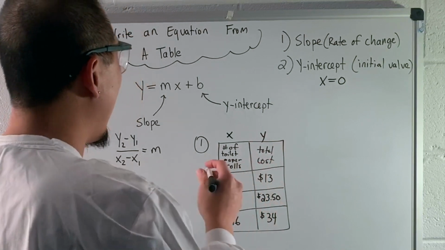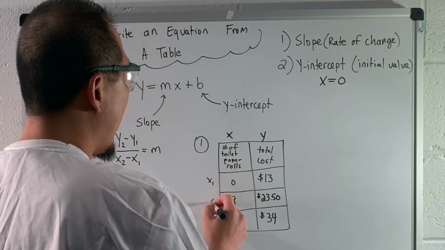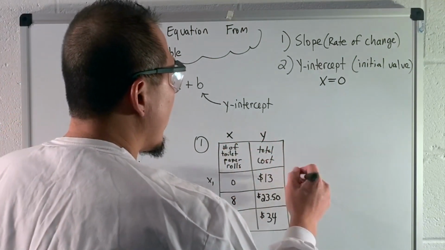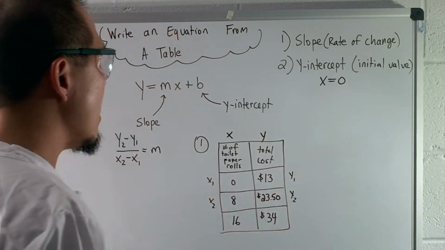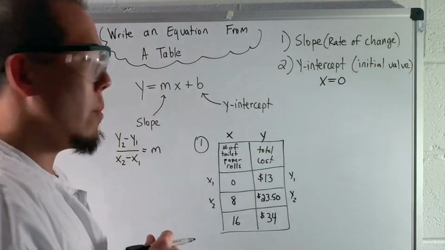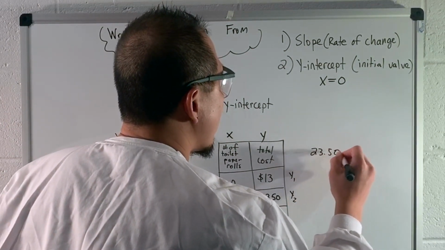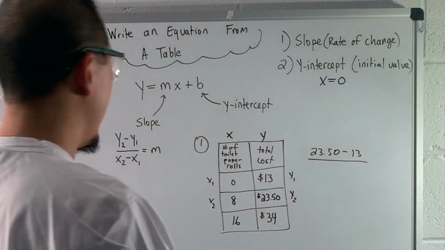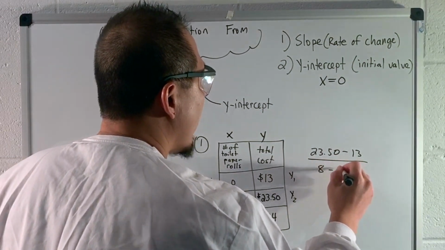We're going to remember that we call this side x sub 1 and we call this one x sub 2. They are the first and second x points. We call this one y sub 1 and this one y sub 2. And to use the slope formula, we're going to subtract y sub 2 minus y sub 1. So $23.50 minus $13 all over x sub 2, which is 8, minus 0.